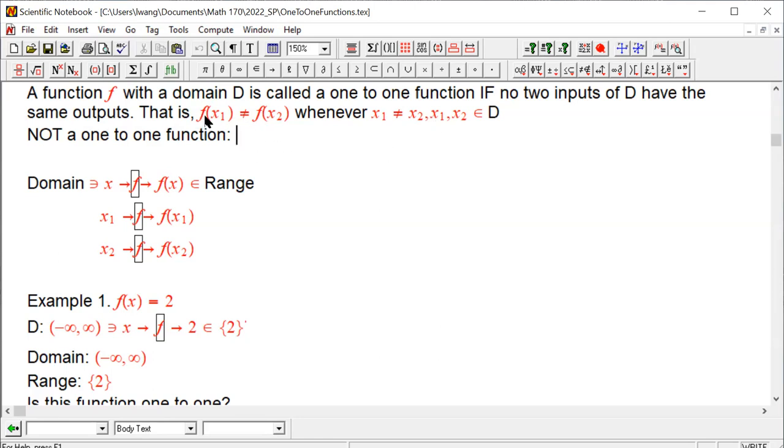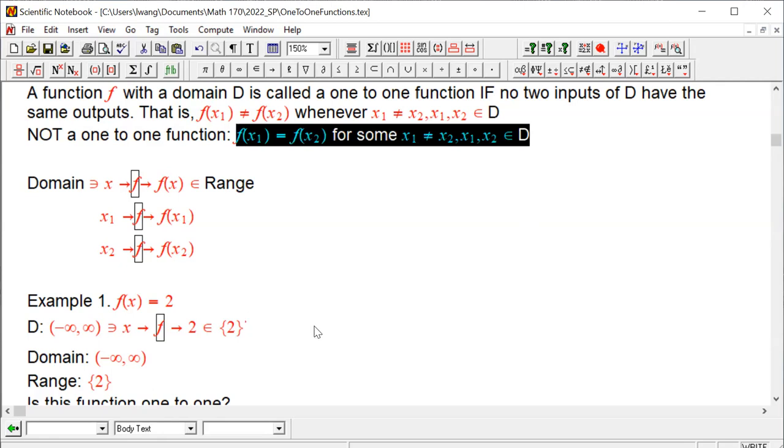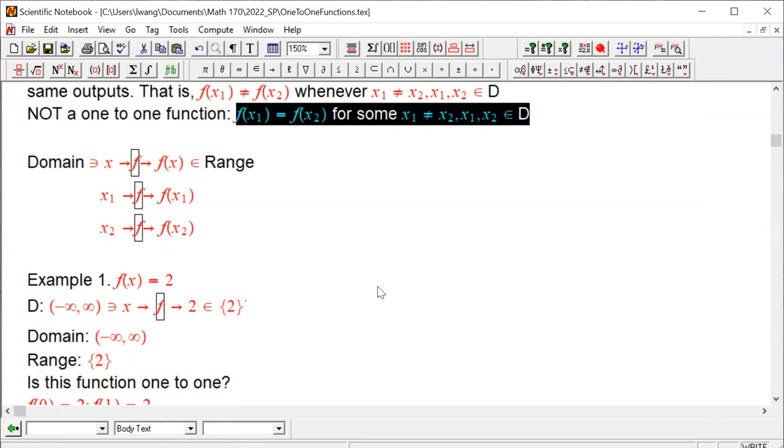Okay, so what is that violation? That violation will be that the outputs are the same for some inputs that are from the domain. So this is the definition for not a one-to-one function. I know this might be a little bit difficult for you to understand, but try, okay? You may want to pause the video sometimes while watching. You really need to understand this.